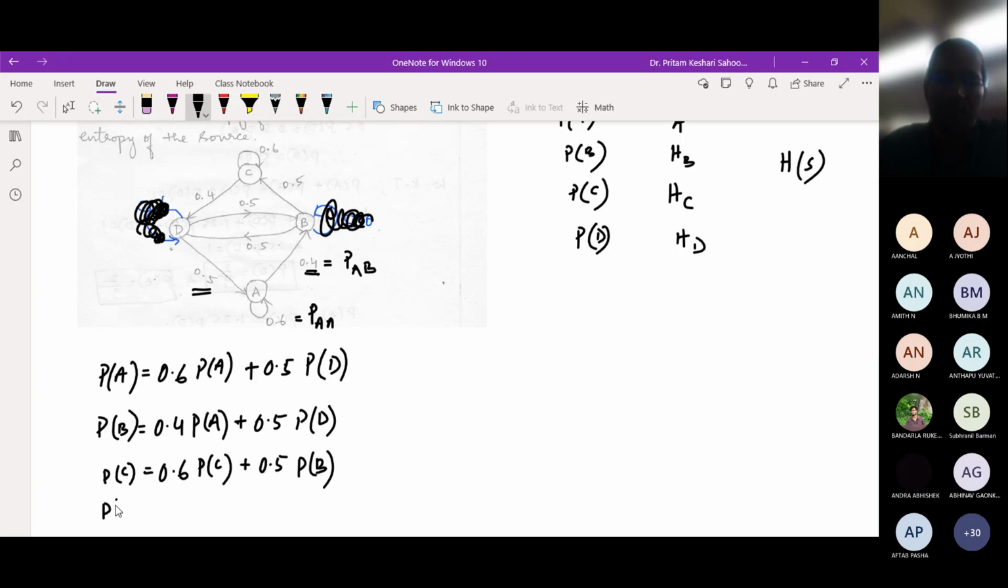And similarly, the probability of D, if you have to write it: C is converting to D, there is a transition at a 0.4 probability. So 0.4 into probability of C, plus any other state which is coming to state D, state B at a probability 0.5. So 0.5 into probability of B.